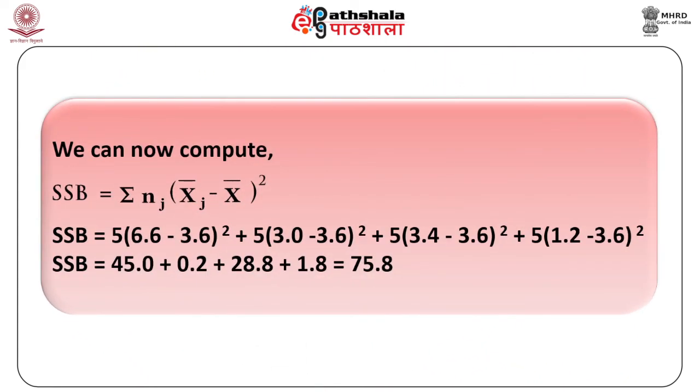We can now compute SSB, which equals summation nj multiplied by x bar j minus x bar whole squared. We have SSB equals 5 multiplied by (6.6 minus 3.6) squared plus 5 multiplied by (3 minus 3.6) squared plus 5 multiplied by (3.4 minus 3.6) squared plus 5 multiplied by (1.2 minus 3.6) squared, which comes out to be 45 plus 0.2 plus 28.8 plus 1.8, which is equal to 75.8.